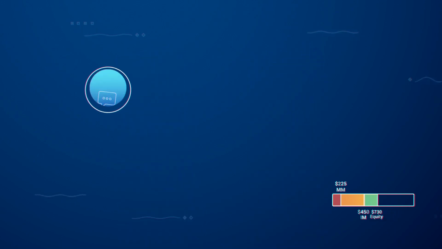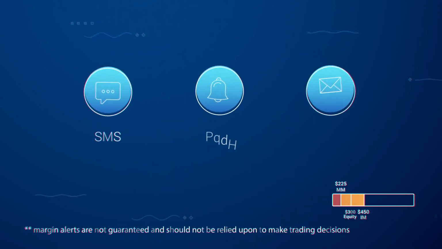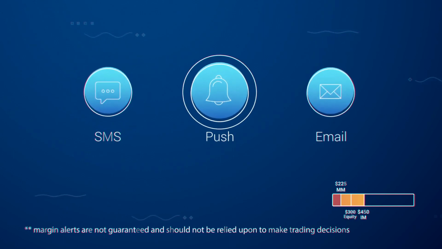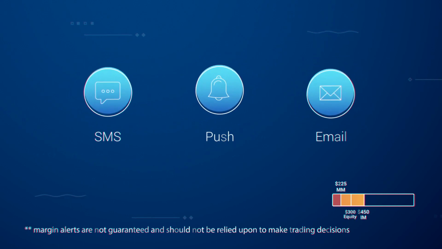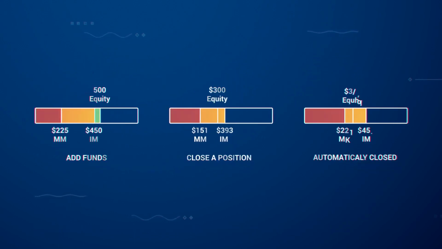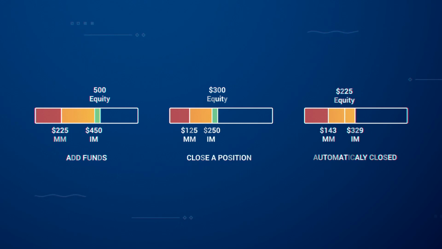positions open. Should your account equity approach your maintenance margin level, we will send a free notification via SMS, push or email with your equity and margin requirements. You can then decide if you'd like to add funds or close a position, fully or partially, to reduce your exposure. You can also allow the position to be automatically closed should your equity go below the maintenance margin.